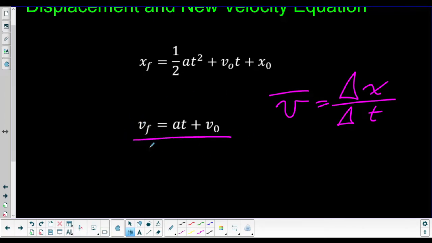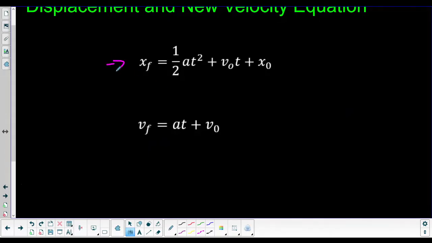Let's break this bad boy down. Velocity final, okay, that's an output, equals a rate of change times some input variable plus the starting point. Whoa, that's so crazy. It's just y equals mx plus b again. Just like this used to be y equals mx plus b. Are you noticing a pattern here? Kind of crazy, huh? So this is now a quadratic because we have a squared term on it. Now we have a linear equation for this.